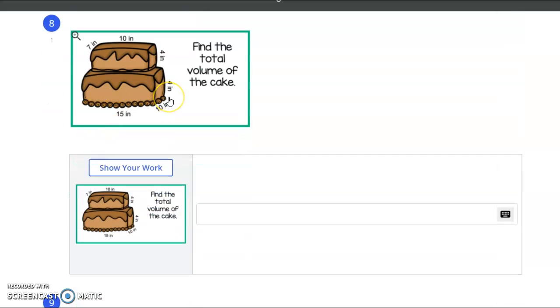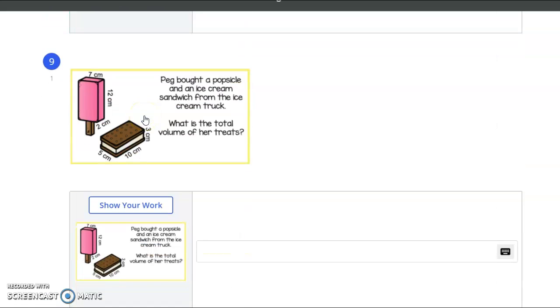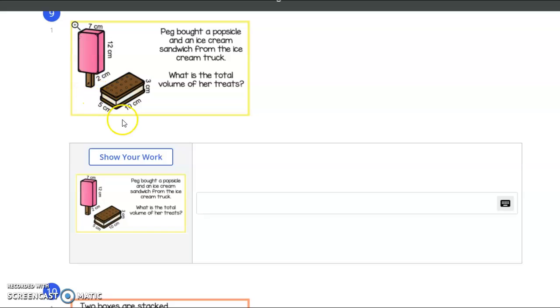On number 8, it's just more real world. It's still a composite figure, but you're going to find the total volume of the cake. So you're going to find the volume of the top cake, and then the volume of the bottom layer of the cake. Here again, just more real world. They're separated for you. You're going to find the volume of each of the popsicle and the ice cream sandwich. Then you're going to add them together.